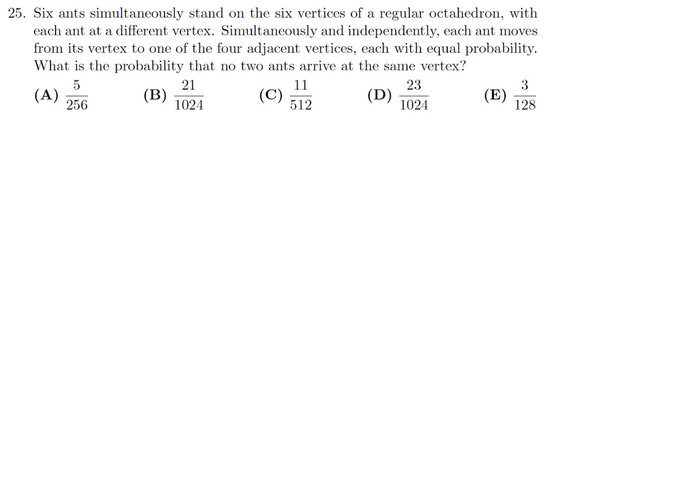6 ants simultaneously stand on the 6 vertices of a regular octahedron, with each ant at a different vertex. Simultaneously and independently, each ant moves from its vertex to one of the 4 adjacent vertices, each with equal probability. What is the probability that no 2 ants arrive at the same vertex?